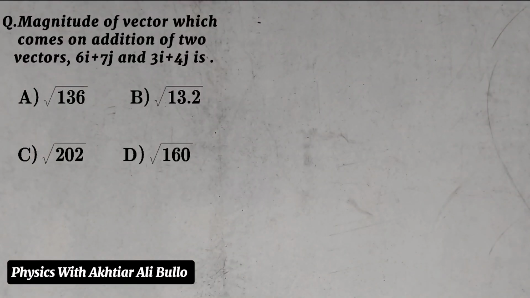The question is: the magnitude of the vector which comes on addition of two vectors 6i plus 7j and 3i plus 4j is: a) under root 136, b) under root 132, c) under root 202, d) under root 160. As we have to find the magnitude of the resultant.